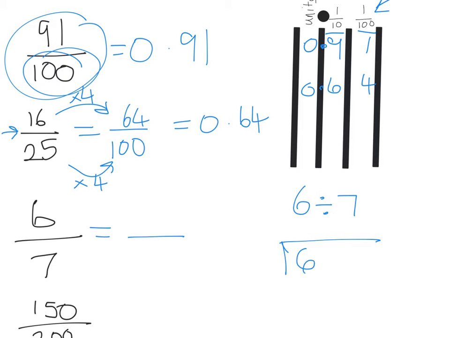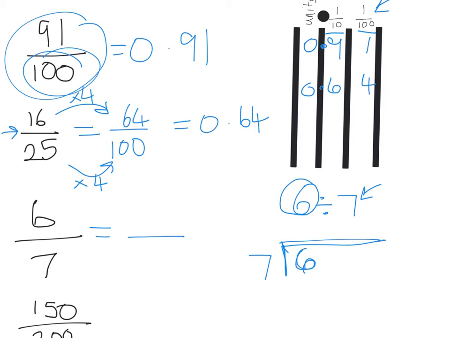So I want 6 divided by 7. Make sure you put the numbers the right way round. Whatever comes first gets to go to the bus stop first, gets to go underneath the bus stop. Whoever comes second doesn't make it. Or whoever comes first must go underneath because that's what you're dividing by 7.